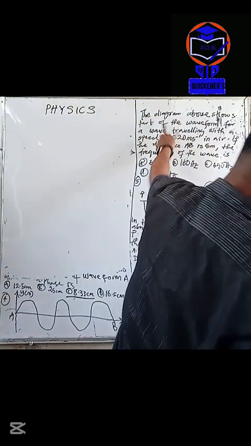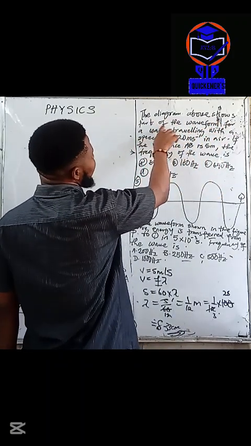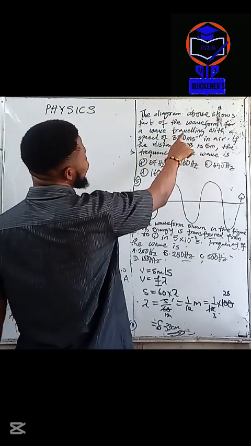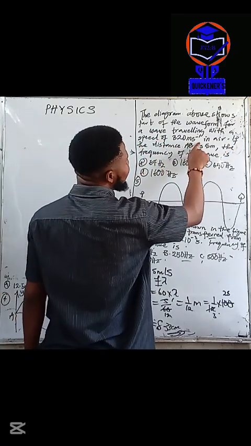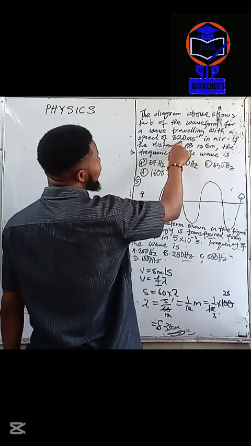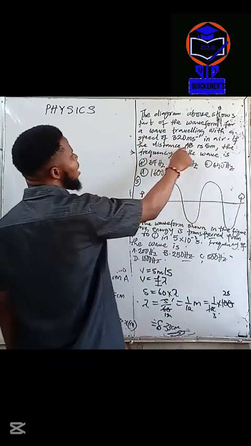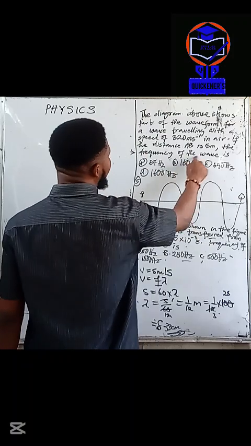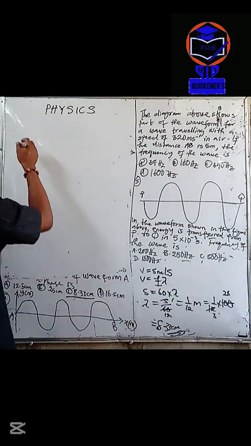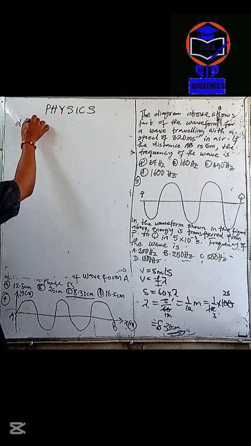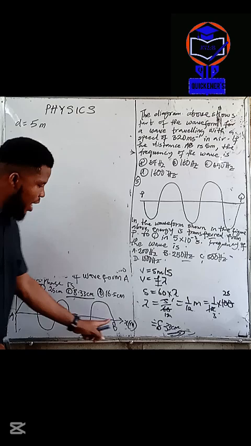Now, here's the question, okay? The diagram above shows part of the waveform for a wave traveling with a speed of 320 meters per second in air. If the distance AB is 5 meters, the frequency of the wave is, now you're looking for the frequency of the wave and you already have the distance. So the distance is 5 meters, right? Good. From there to here is 5 meters.